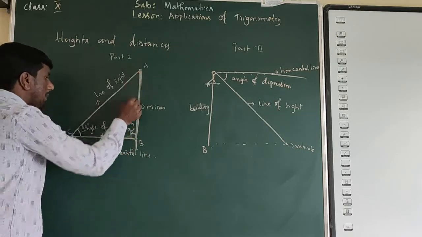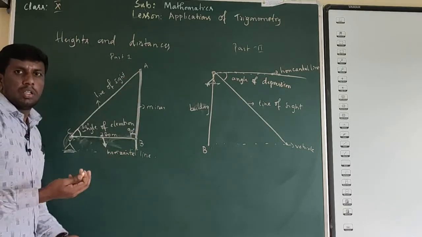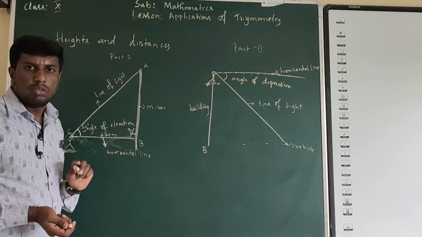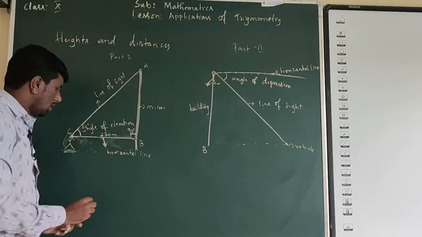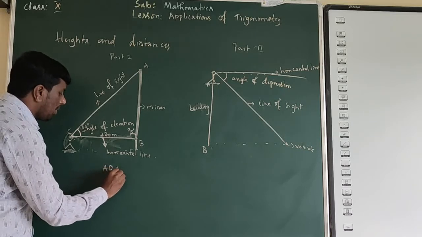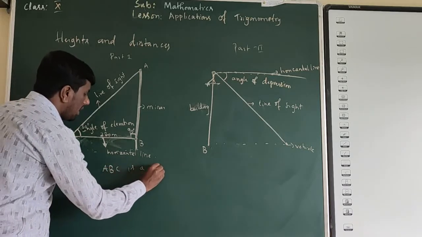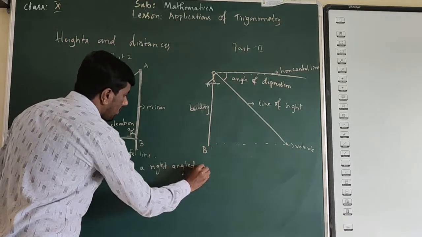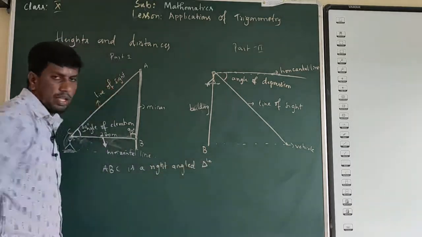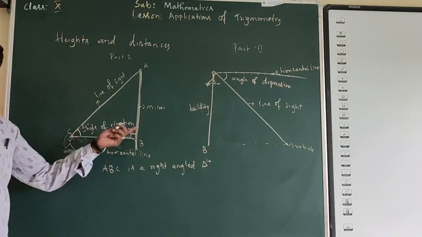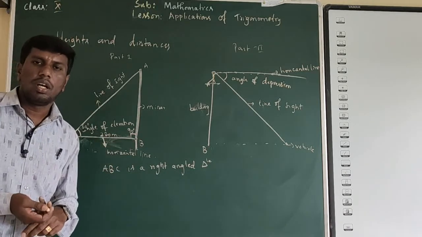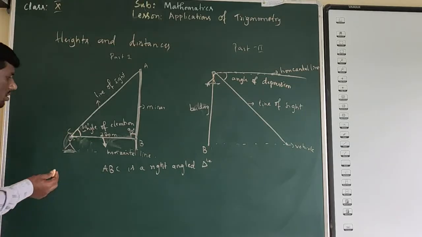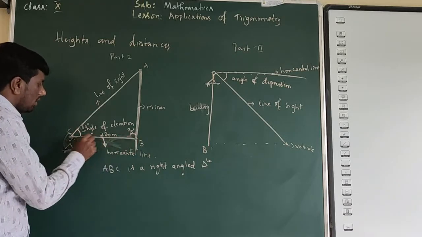So therefore, ABC will form a what? A right angle triangle now. ABC is a right angle triangle. Okay. So when we have a right angle triangle, I can make use of the trigonometric ratios concept, right? So which is known to me? Which is known? You can observe that.